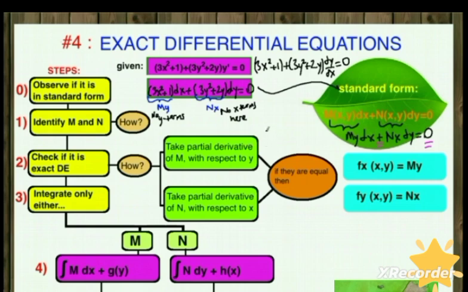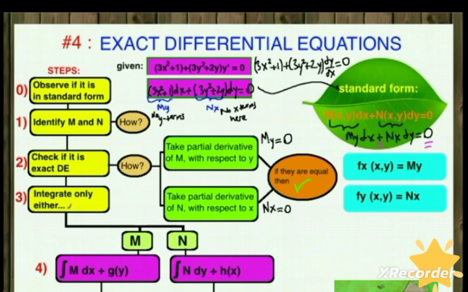So the partial derivative of 3x squared plus 1 with respect to y is 0, because we don't have any y term here. This is constant, this is constant, so our My is 0. And the partial derivative of N with respect to x is 0 again, because we have no x term here, as you can see. So this is constant and this is constant. So Nx is equal to 0. Since My is equal to Nx, this is checked. Our equation is an exact differential equation. So we can go back and continue to step 3.